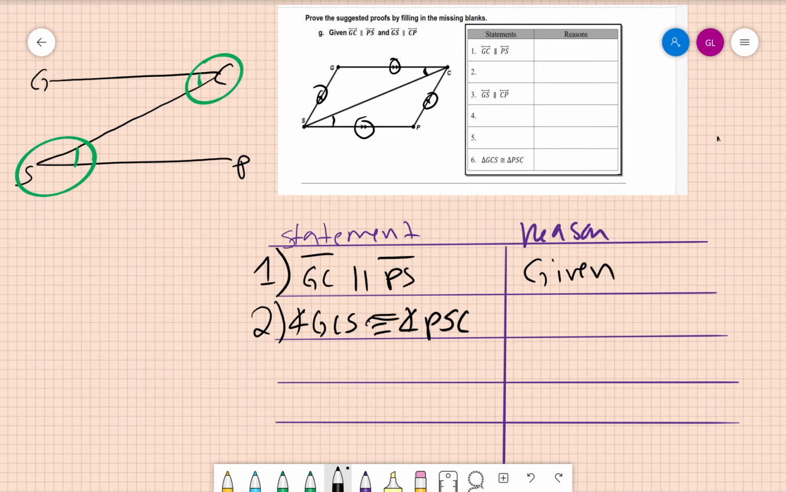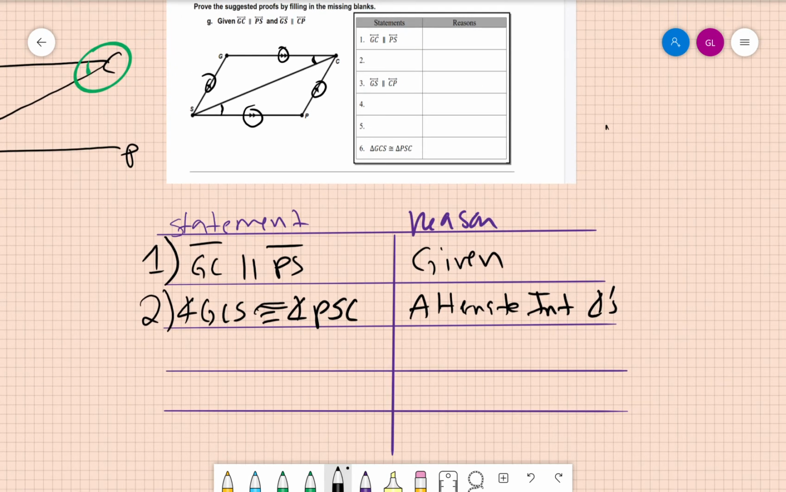And we talked about this a minute ago. Those are inside the parallel lines, but on opposite sides of the transversal. So we have alternate interior angles. So we're going to put alternate interior angles are congruent.